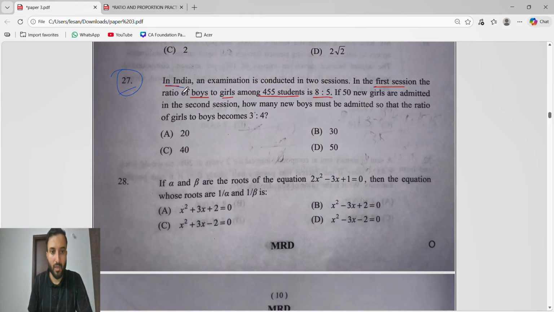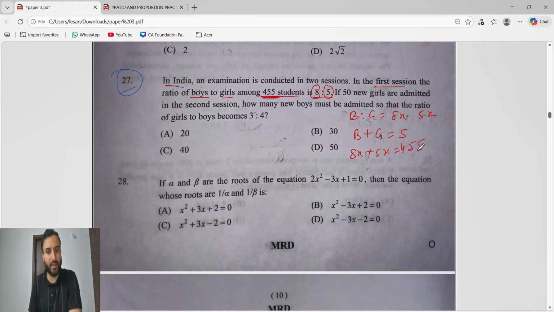Guys, look, the ratio of boys to girls is 8x and 5x among 455 students. We know number of boys plus number of girls equals total number of students. Boys is 8x, girls is 5x. So 8x plus 5x equals total number of students, 455. This type of question we already did. 8 plus 5, 13x. 13x equals 455. So x we will get to know.